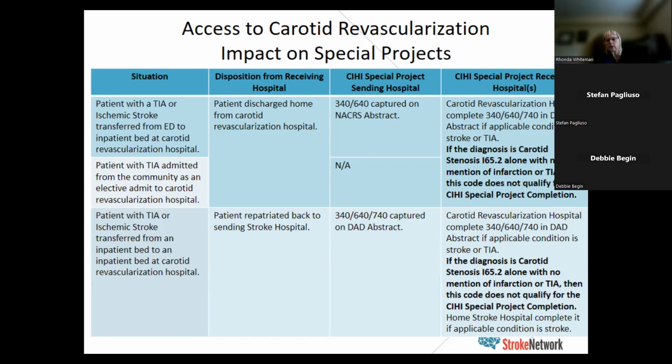Also, we know sometimes patients are transferred from acute to acute. Again, in this situation, the sending hospital would complete the 340, 640 in the DAD abstract. The receiving hospital would, again, depend on what that applicable diagnosis code is, the same as the previous example.